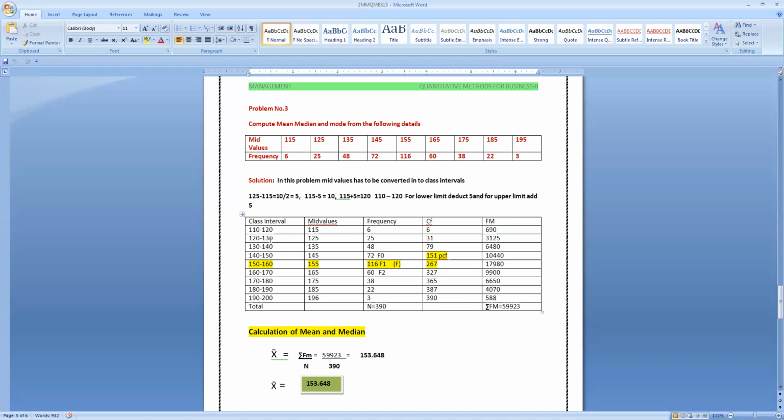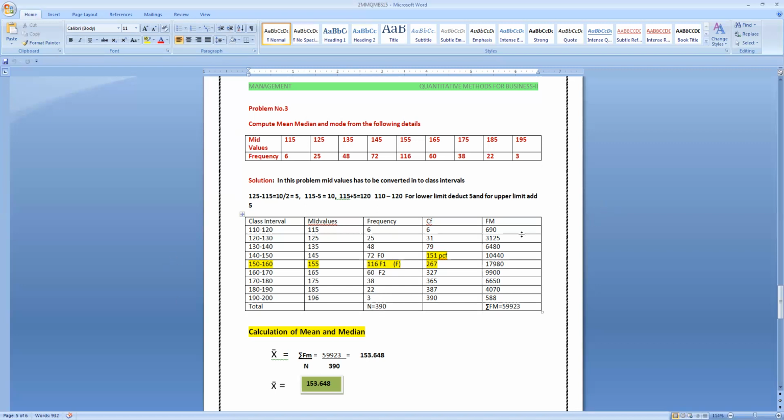Now the same thing: the mid values given in the question have to be substituted in the table. The third one is the frequency, given in the question itself. We substituted here: 6, 25, 48, 72, 116, 60, 38, 22 and 3. The total of all the frequencies is 390.